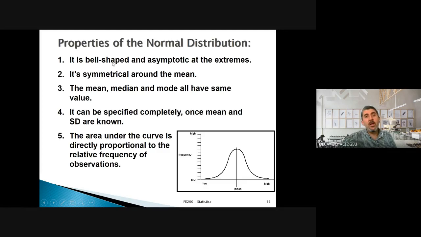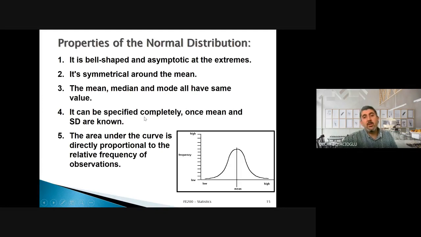Okay, it is bell-shaped and asymptotic at the extremes. So asymptotic, what does that mean? It means that these tails never touch the horizontal axis. Okay, these lines never touch the horizontal axis, or they touch the horizontal axis only at minus and plus infinity. So that means they never touch technically. And also it is symmetrical around the mean, like I already told you guys.